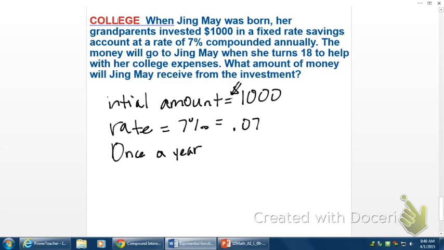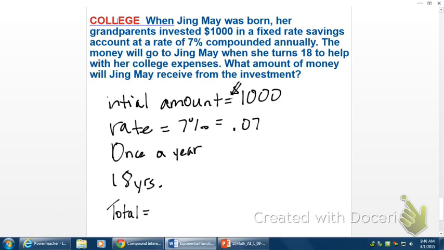The money will go to Jing Mei when she turns 18. So she gets that money when she turns 18. So how many years has this money been invested? Where are you getting 18 from, Sarah? Well, the first sentence tells me when Jing Mei was born. So she starts out at 0. So how long has this money been invested for? Well, it's been invested 18 years.